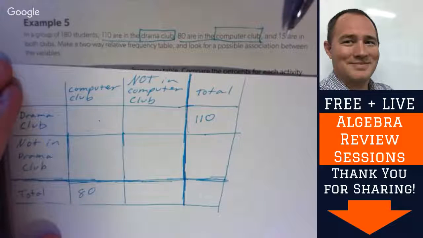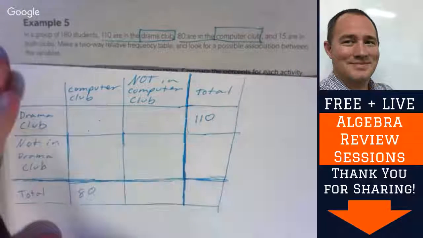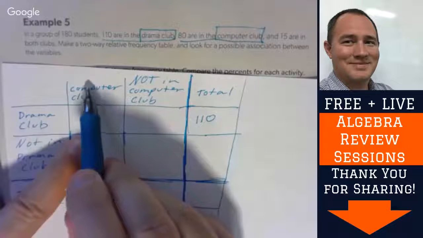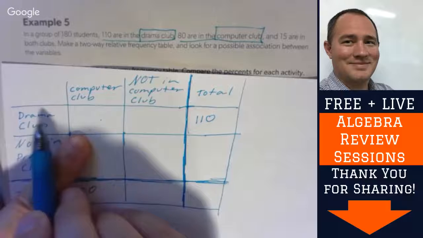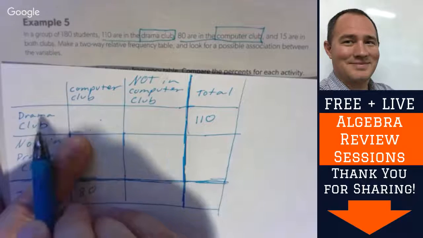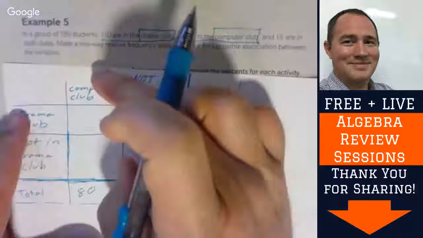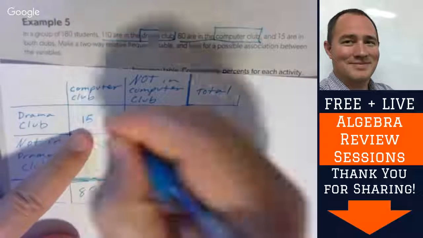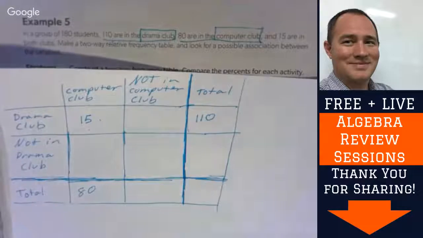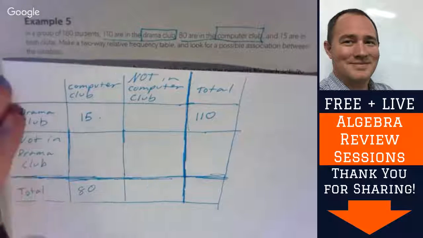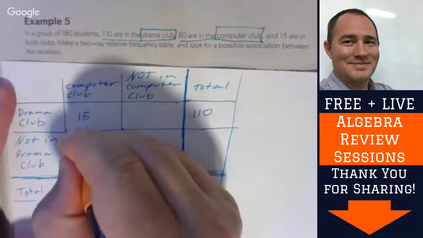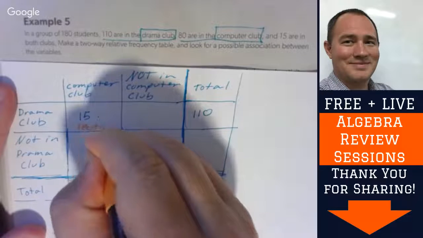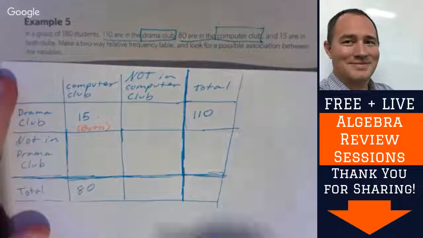So it says, and 15 are in both clubs, okay? So both clubs would be this cell here saying that they are in computer club, and that column means this row that they're in drama club. So looking at this cell, this means they're in computer club and drama club. That would be 15. So maybe it would help to even put tiny labels in the cells here. So this cell would be both. You don't have to do this, but it might help to visualize kind of what's happening, right?